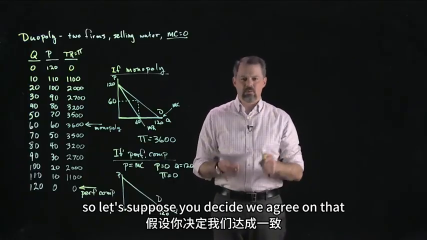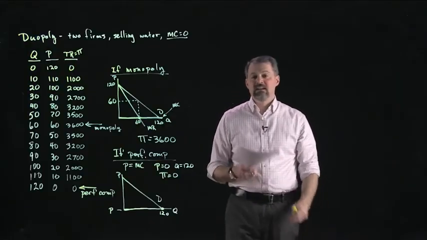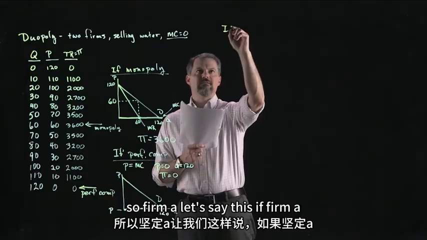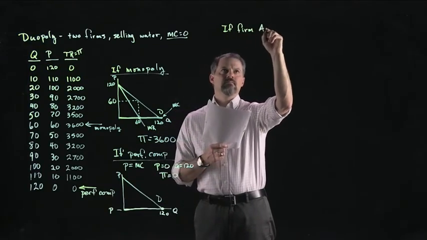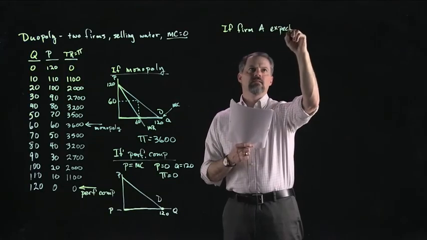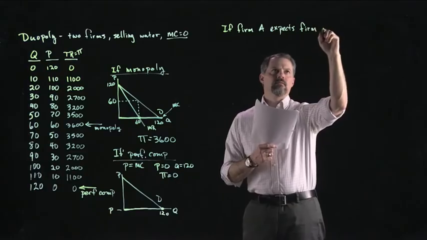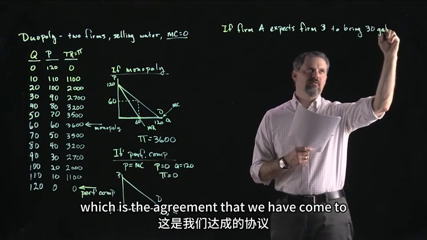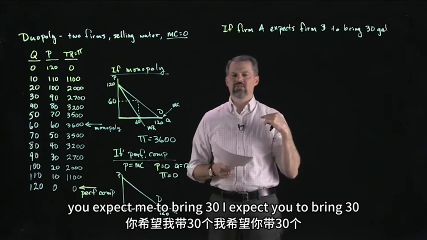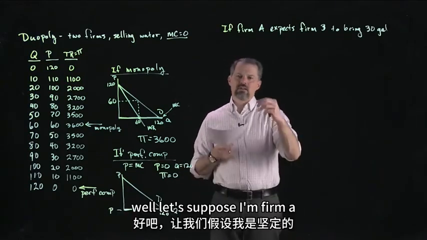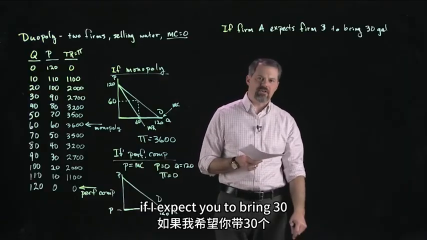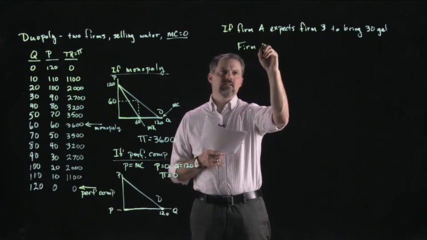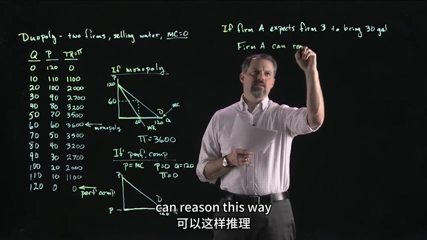So let's suppose we agree on that, we shake hands. Okay? Here's the problem with that. So firm A, let's say this. If firm A expects firm B to bring 30 gallons, which is the agreement that we have come to. You expect me to bring 30, I expect you to bring 30. Well, let's suppose I'm firm A. If I expect you to bring 30, then I can reason this way.